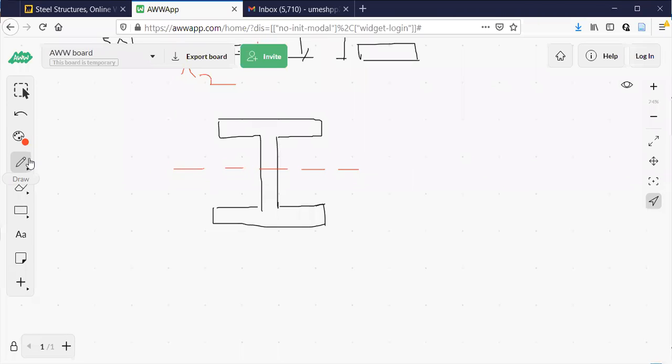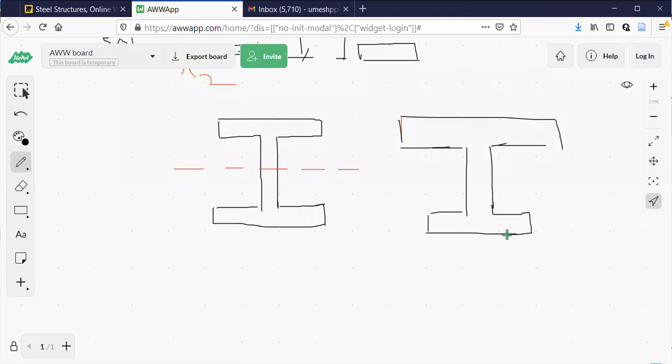Now if I draw one more I section in which the top one is very big, and the bottom one is smaller, what will happen to the centroid? You should tell me right now. The centroid gets shifted. It is very close to the bigger rectangle. Now somewhere here the centroid has shifted, like this.